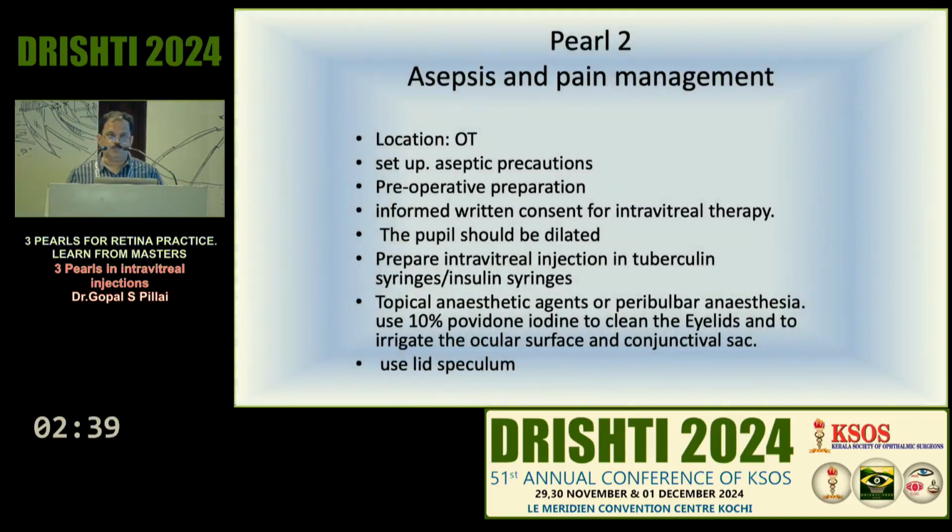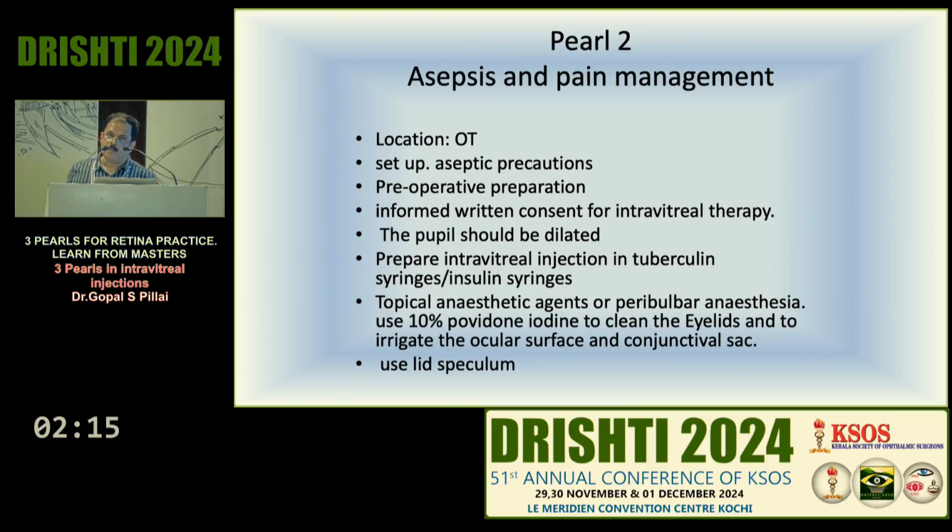Pearl number 2, asepsis and pain management. Okay, intravitreal injection is something in which you are directly injecting whatever it is into the vitreous. And if it is an infection that you're bringing in, it is immediately going to be in fire. The endophthalmitis of an intravitreal injection is also very, very rapid, and it can actually be very devastating. You can lose the eye.